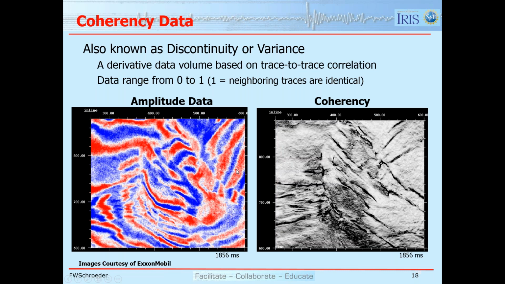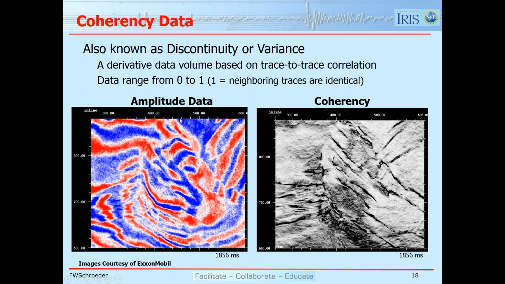Something that was developed in the mid-80s was coherency, or discontinuity, or variance. It is a derivative from a seismic reflection amplitude data set, and it uses a cross-correlation method, doing a trace-by-trace correlation over a small time window. If two traces, a trace and its neighbor, are perfectly identical, the cross correlation would be one. If it's somewhat similar, it might be 0.95. If it's slightly similar, it might be 0.9, et cetera.